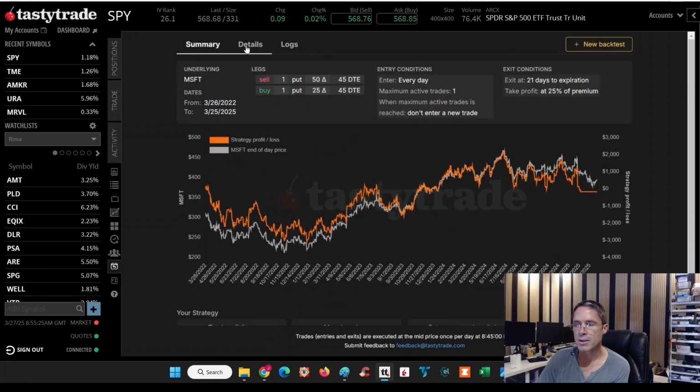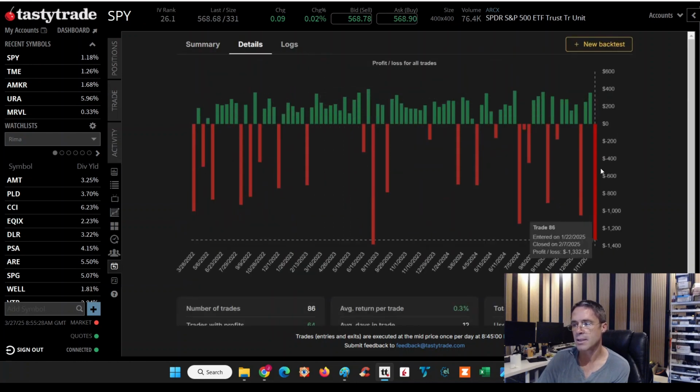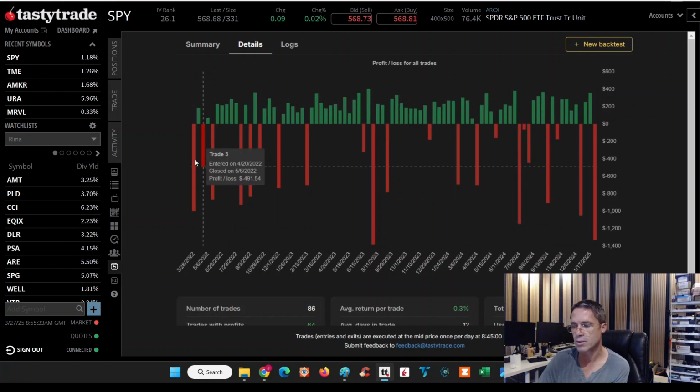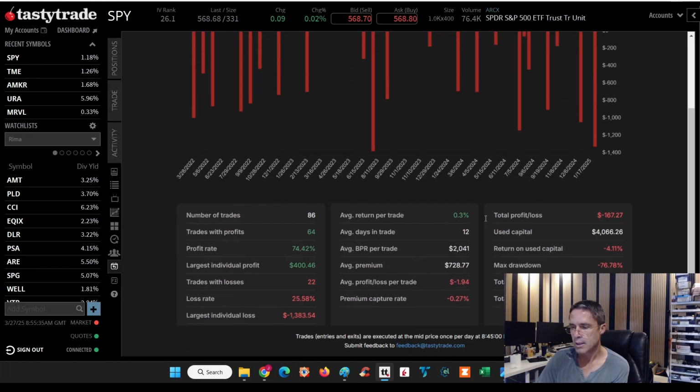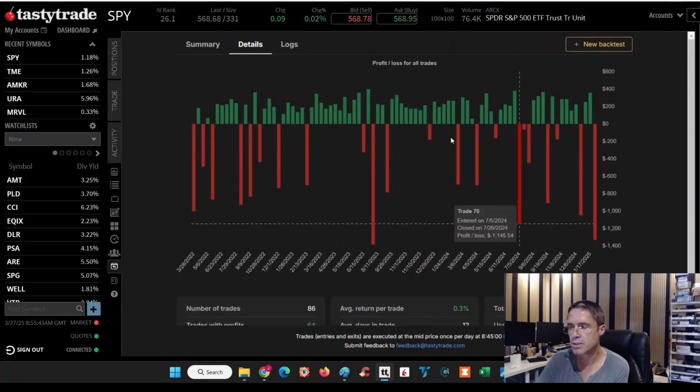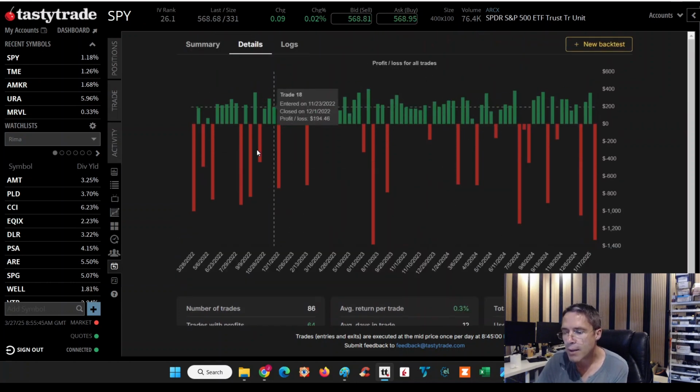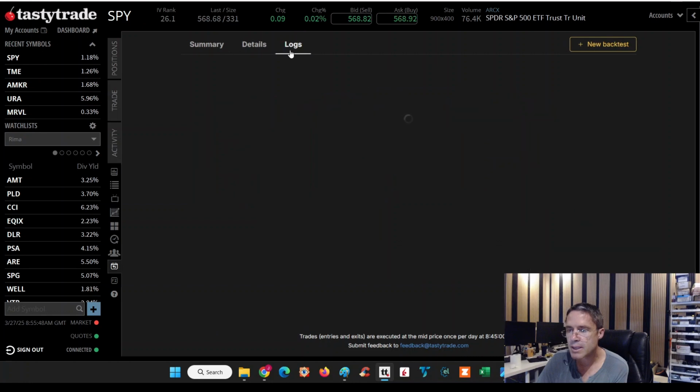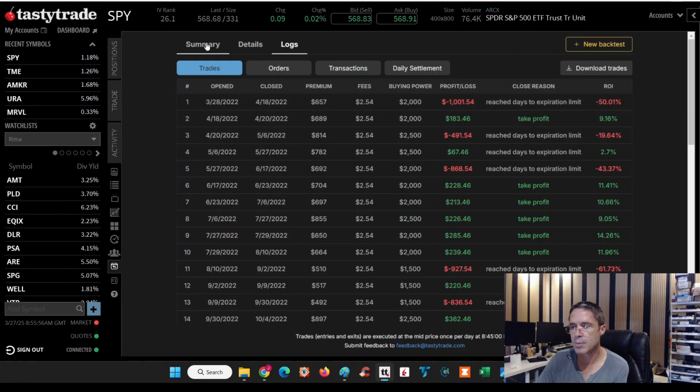And then from here, you can look at the details. Green is obviously your profitable trades, and the red are your losses. And then you've got loads of details here, your profit ratio. You can see lots of different bits of information to look at. They don't show an equity curve. That's just your trade log, so you can download the trade log to see everything that happened. So let's go back to summary.